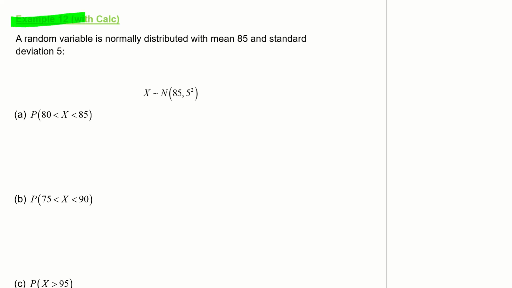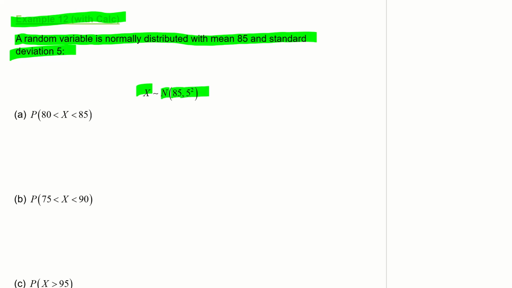So here we're going to repeat the previous example, but using the calculator rather than the rule. A random variable is normally distributed with mean 85 and standard deviation 5. In other words, x follows a normal with mean 85 and variance 5 squared. And to start off with, we're going to do the probability that x is between 80 and 85.